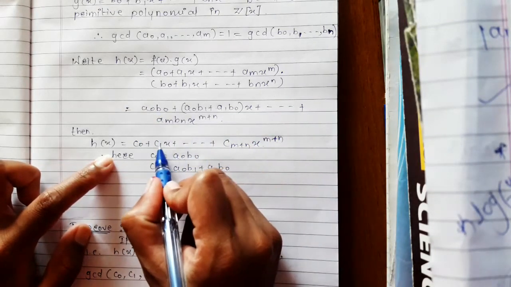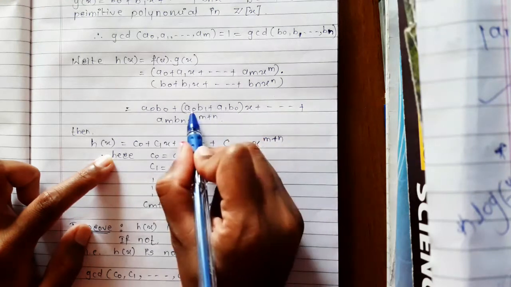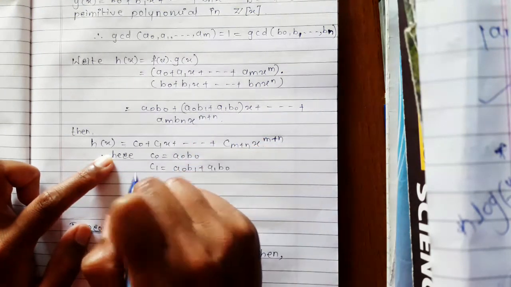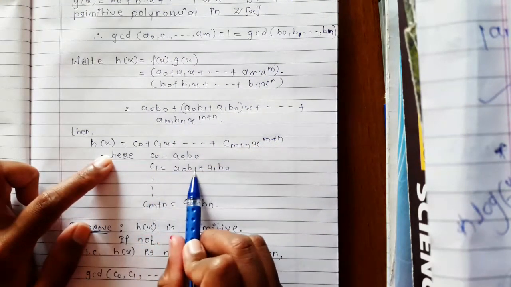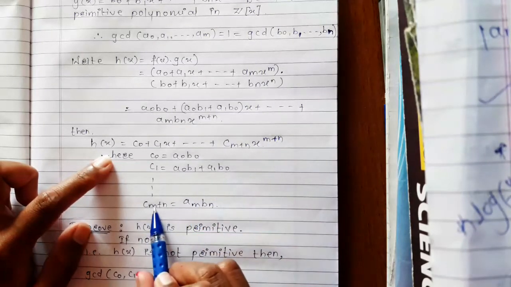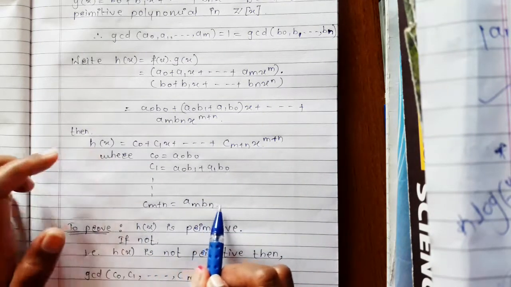Here the coefficient of x is C1, and here the coefficient of x is A naught B1 plus A1 B naught. Therefore C1 is equal to A naught B1 plus A1 B naught, and the last term Cm plus n is equal to Am Bn.